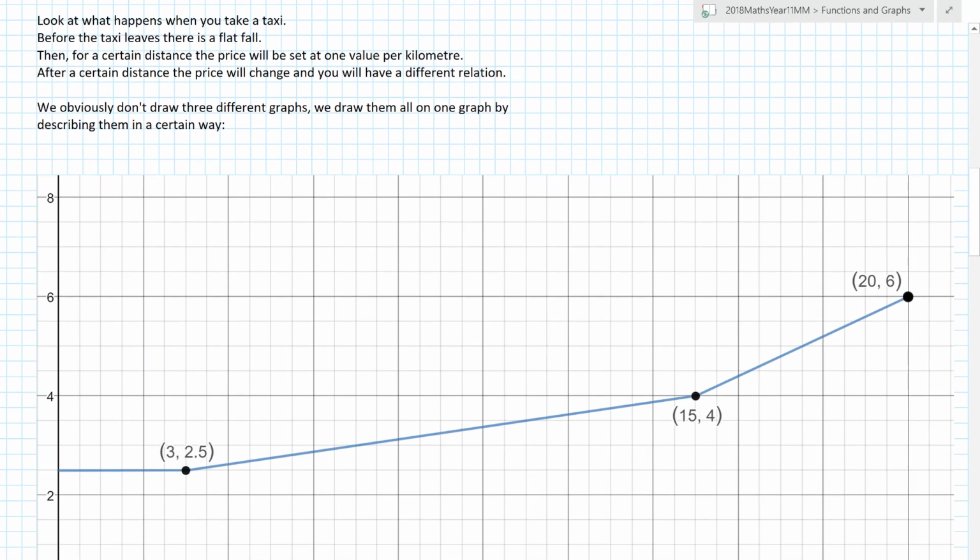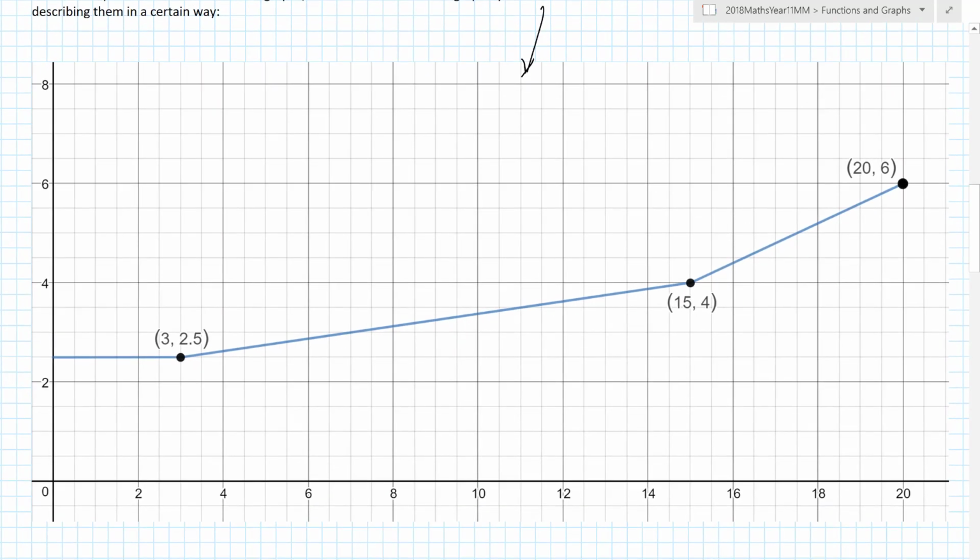So when you take a taxi, just as you leave, you get what's called a flat fall. This is a fixed cost for using a taxi. Then, for a certain distance, the price will be set at one value per kilometre. And after a certain distance, it will be changed. Now, we don't want to draw three different graphs for condition 1, condition 2 and condition 3 when we can put them all on the same graph. And that's exactly what I've done here.